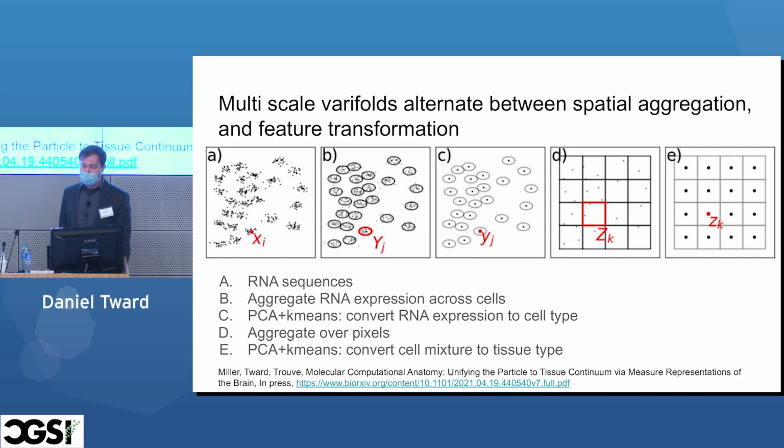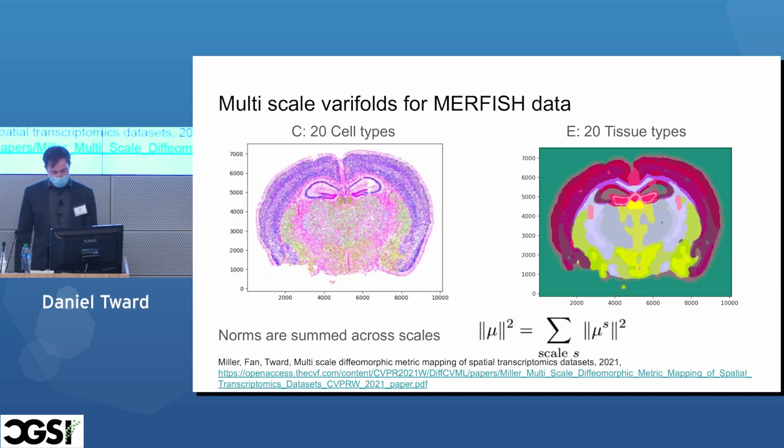So we convert the RNA expression profiles into cell type profiles. Then we can aggregate over large pixels, which you see in panel D, and once again do PCA and k-means to convert these mixtures of cell types into tissue types. So let me just show you an example of what that looks like on our data set.